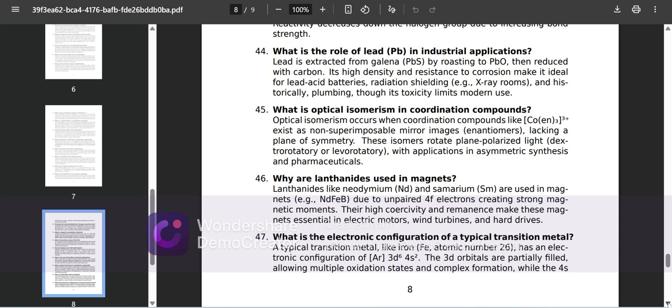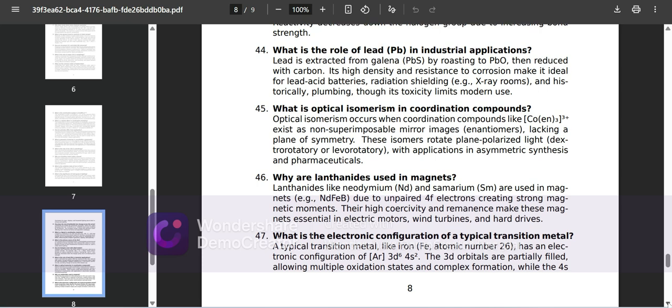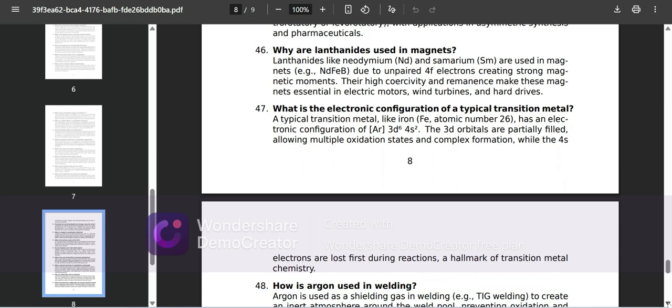What is optical isomerism in coordination compounds? Optical isomerism occurs when coordination compounds like [Co(en)3]3+ exist as non-superimposable mirror images, or enantiomers, lacking a plane of symmetry. These isomers rotate plane-polarized light, dextrorotatory or levorotatory, with applications in asymmetric synthesis and pharmaceuticals.